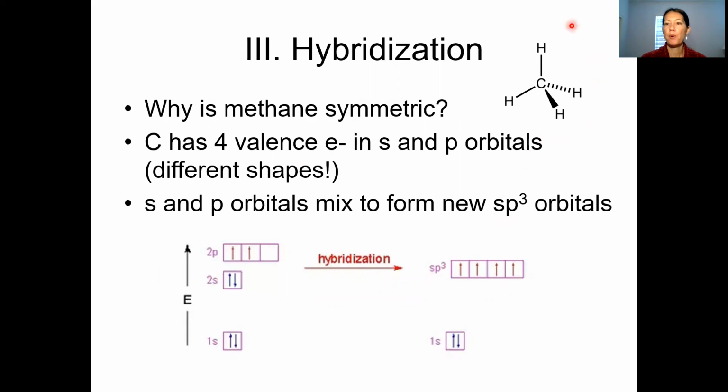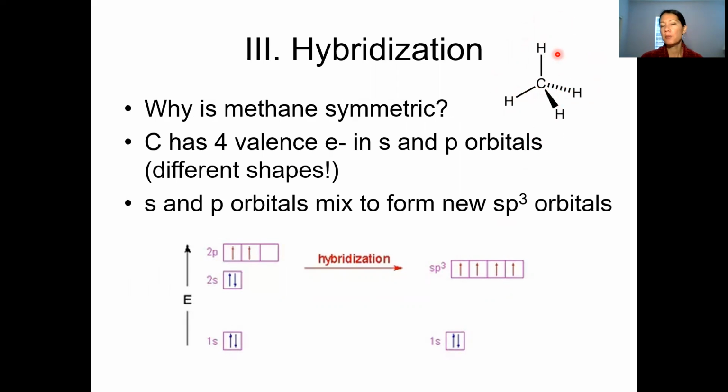So for example, methane here. We know from VSEPR theory that this is tetrahedral. It has four groups. That means there are four orbitals to bond these H's. But what did we learn about tetrahedral? It's perfectly symmetric. It's a tetrahedron. And all of those bond angles are 109.5.